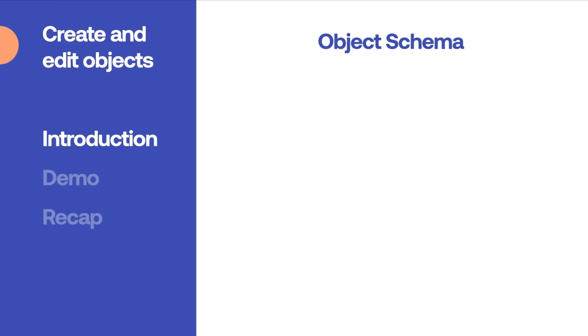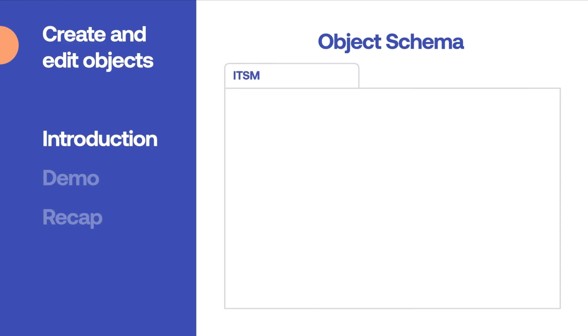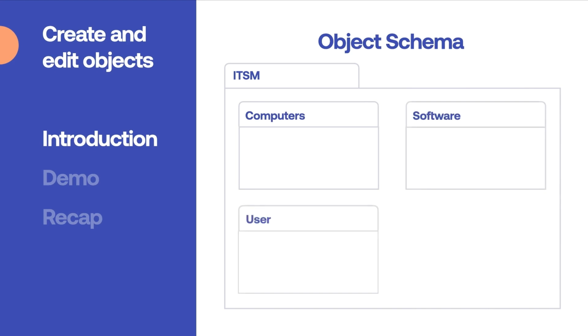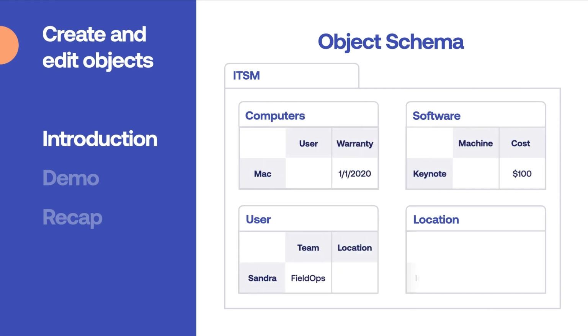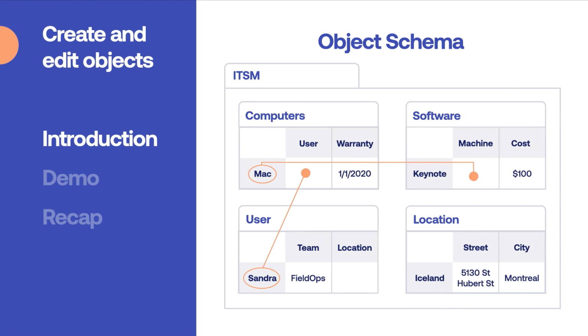For instance, we could have a schema called ITSM, which contains tables for computers, software, users, and locations, one table for each object type. Within these tables are objects like Mac, Keynote, Sandra, and Iceland, and these objects can be referenced in other objects. Like in this case, we have a reference from computers to users, from software to computers, and from users to locations.